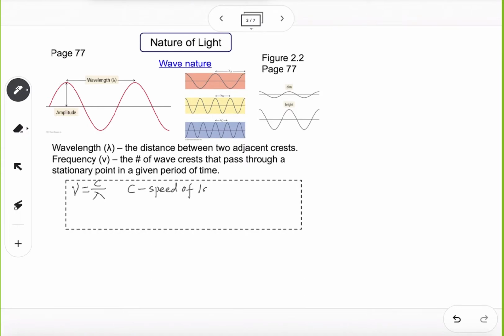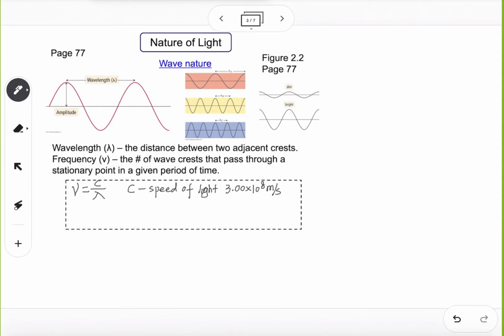and from the previous slides, that is 3.00 times 10 to the 8th meters per second. Sometimes you see textbooks using 3.0 instead of 3.00, but it doesn't matter. You can use both, and we don't need to worry about the significant figures of those constants anyway. All right, so this is a mathematical connection between the frequency and wavelength.